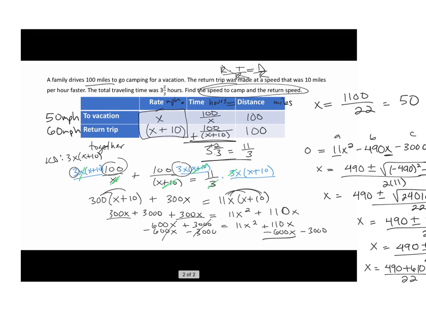That seems very reasonable. I can always double check that in my equation if I plug in the 50 and 60, see if that works for the distance. So 50 times 100 divided by 50, which is 2, equals 100. Yes. And the same thing with the return trip to make sure that that is correct.